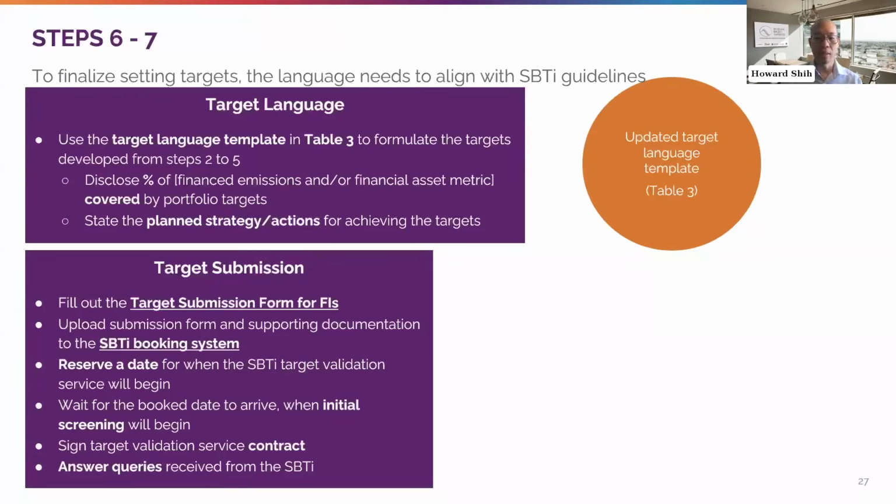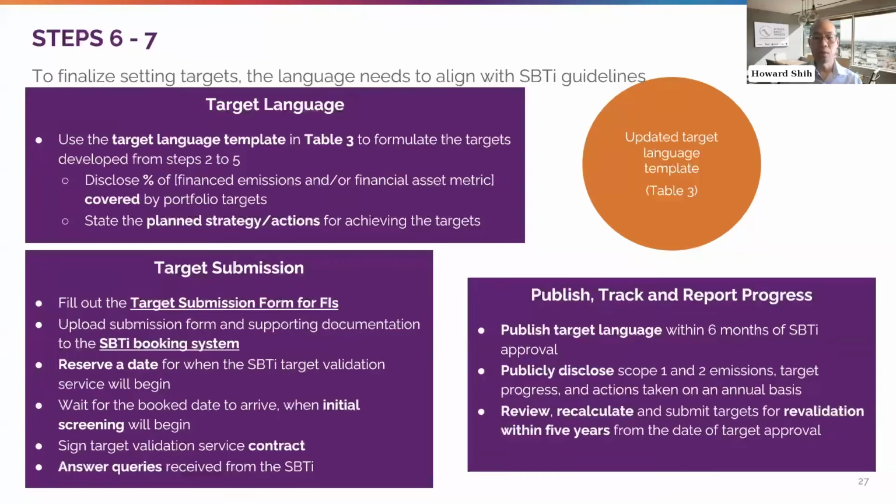And if and when the target is approved, then the targets will need to be published on the SBTi website, and thereafter the FI will need to track its progress and report its emissions progress and actions taken on an annual basis. I think there is a question here: how long does the target validation process take?